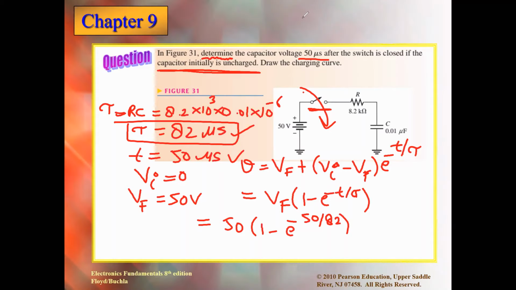It's going to be 22.8 volts. Very good. So now the idea is clear. What is this value telling you? This value is telling you that the capacitor in 50 microseconds will charge up to 22.8 volts. Is it clear now?